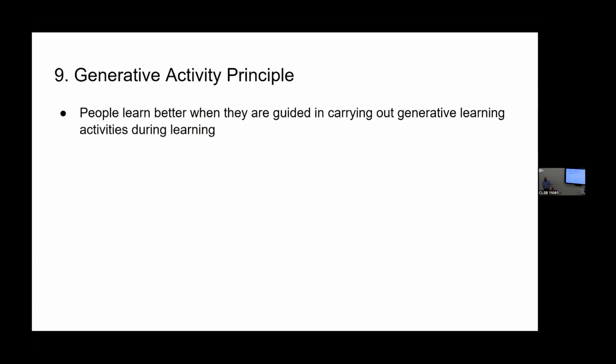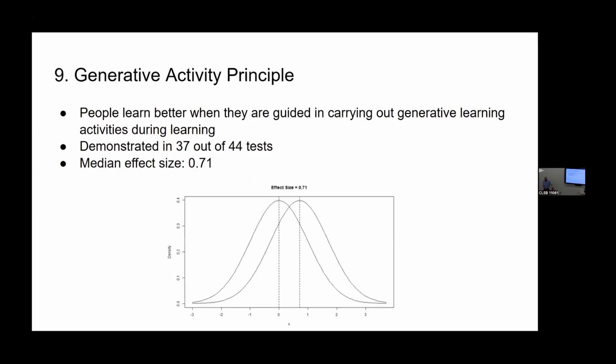Okay, number 9, generative activity. So people learn better when they are guided in carrying out generative learning activities during learning. And I'll explain in a moment what generative learning activities are. This has a huge research base supporting it. It's been demonstrated in 37 out of 44 tests just in this lab, is my understanding, with a median effect size of 0.71, and this is what that looks like.